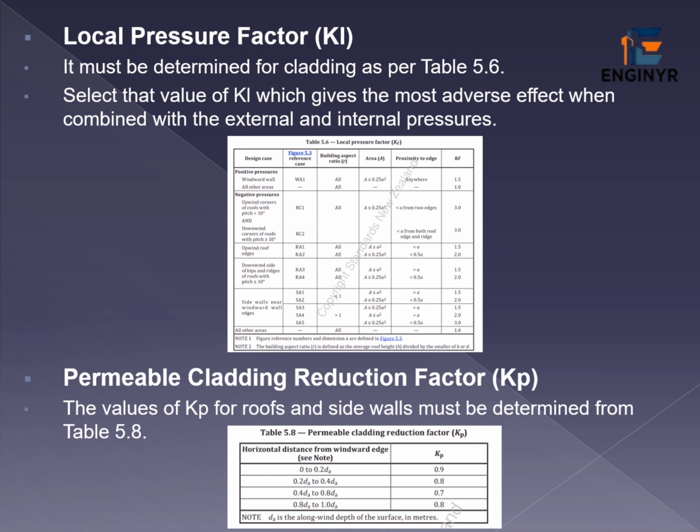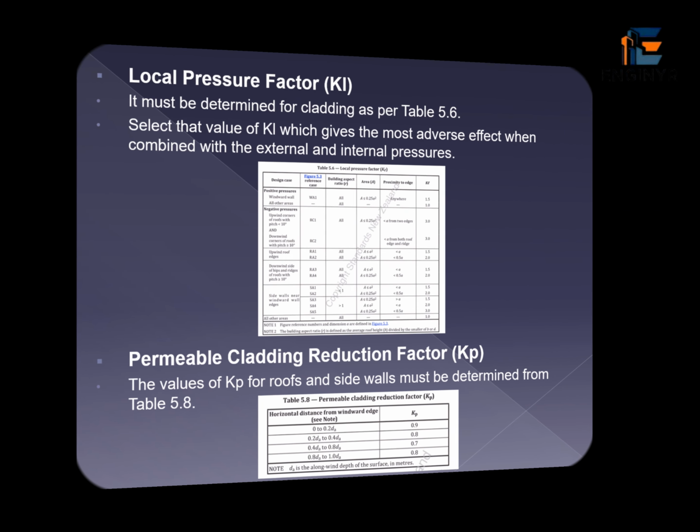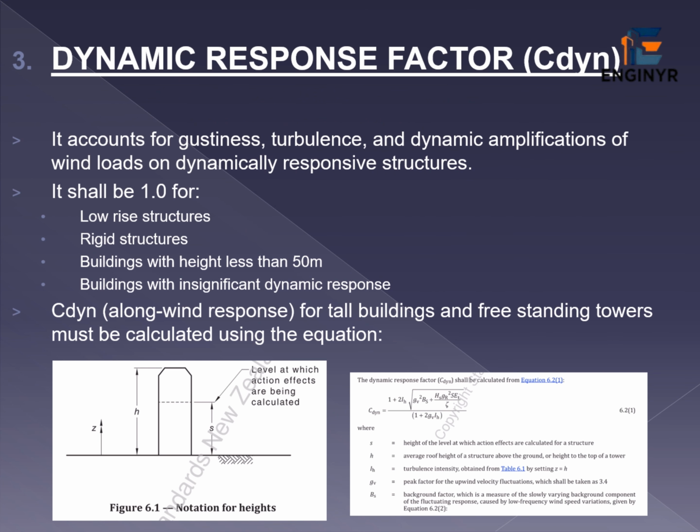The local pressure factor, KL, is applied to account for higher wind pressures near roof edges, corners, and other critical regions. For permeable cladding systems, the reduction factor KP is used to modify the design pressure based on airflow through the cladding. The dynamic response factor considers the effects of wind gusts, turbulence, and structural vibration. For low-rise rigid buildings, it is generally taken as 1, while taller structures require detailed calculations.